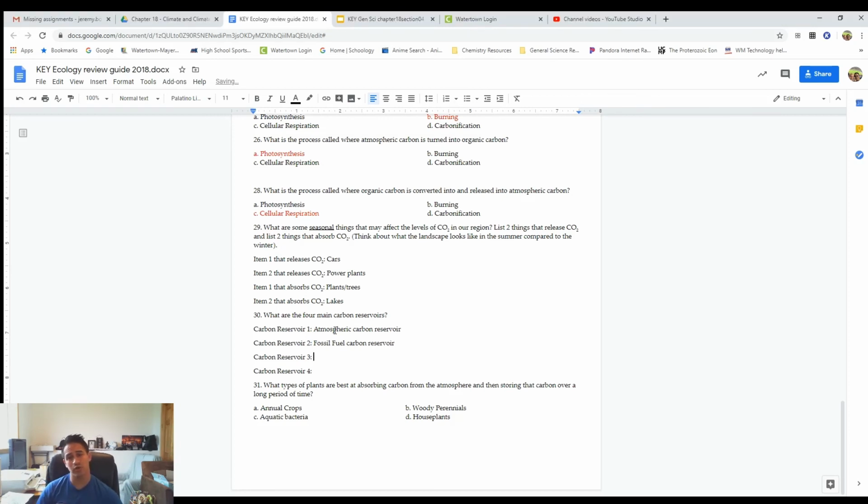Third one was the biosphere. That's all living organisms and dead organisms. So we'll say the biospheric carbon reservoir. And the last one was the ocean, right? A lot of CO2 gets dissolved into the ocean as gas, or there are living organisms that live in the ocean that have carbon in their bodies. So we'll say the oceanic carbon reservoir.